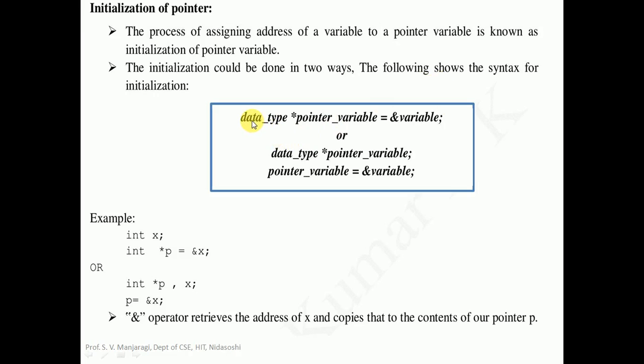So the first way of initializing pointer is in the declaration statement itself. We can do the initialization. The pointer declaration begins with a data type followed by asterisk or star operator, then pointer variable name is equal to, we can take address of the variable. To get the address of a variable, we make use of an operator that is called as ampersand. The ampersand operator basically gets the address of the variable that is being assigned to the pointer variable.